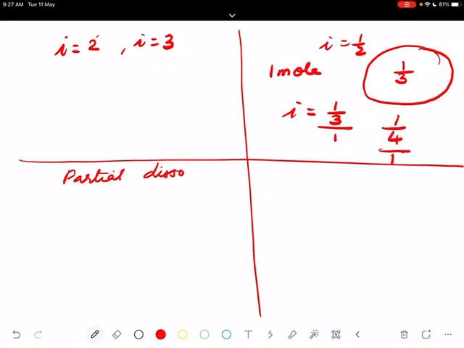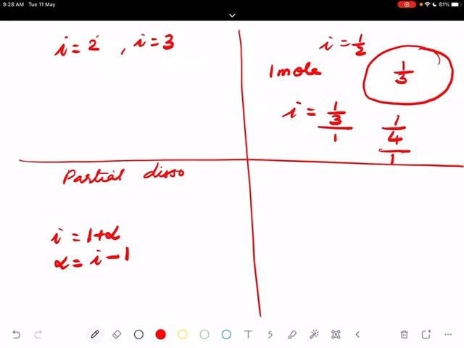Partial dissociation. I is equal to 1 plus alpha, in the case of acetic acid in water, for partial dissociation. What is alpha here? Alpha is equal to I minus 1, because I is equal to 1 plus alpha.